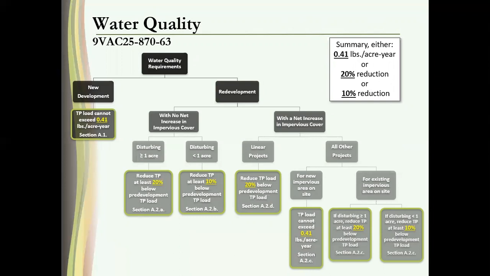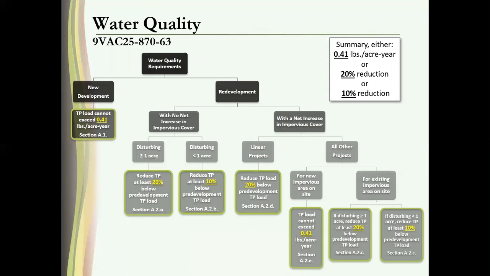There is a cap on how much total phosphorus can leave your site. For a new development, that's anything that's brand new, going in for the first time, your magic number is this guy right here, 0.41. 0.41 pounds of total phosphorus per acre of your disturbed area. Why 0.41? We're going to talk about that in a second.